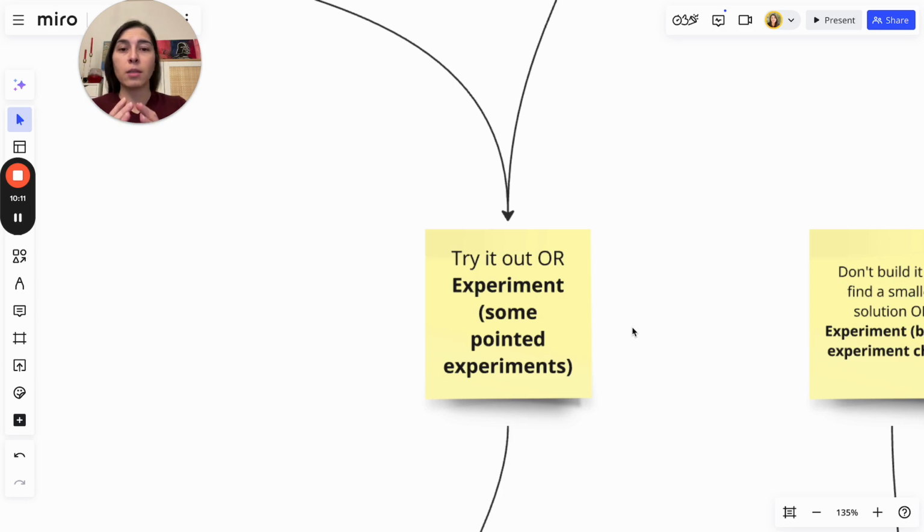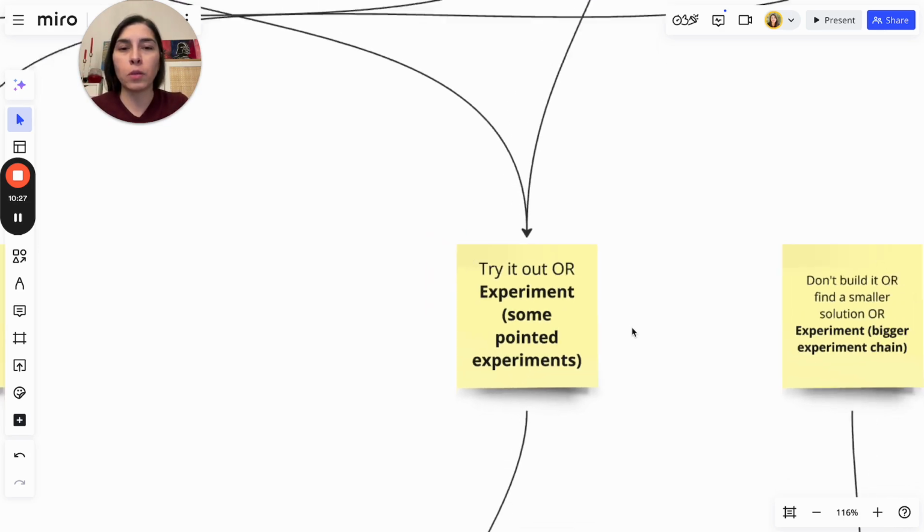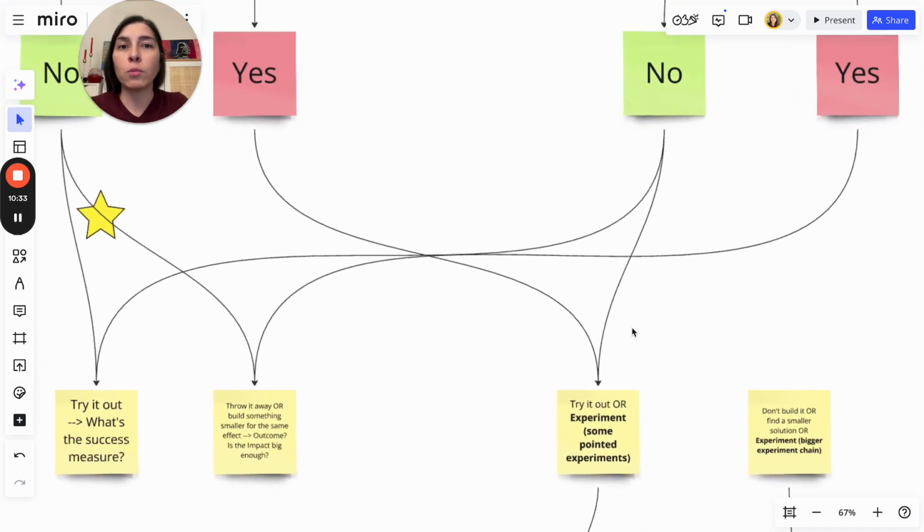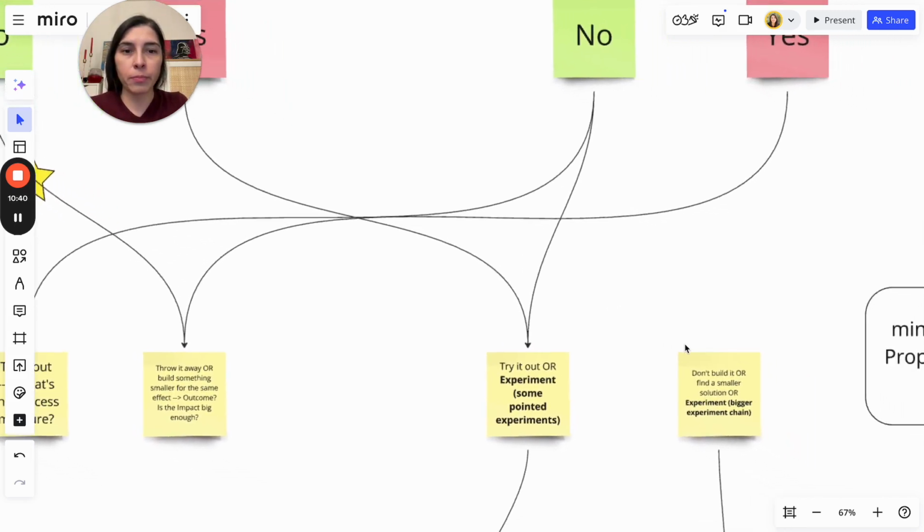In that case, we want to, in general, for risky ideas, we want to build experiment chains or experiment series, not just have one experiment. But for that idea, you have to see which very pointed experiments you want to run to understand if you should build it or not, because it's an easy to build idea, right? So you don't want to exaggerate on the experiment part, but you want to make sure that you have at least some feeling of how risky it really is.